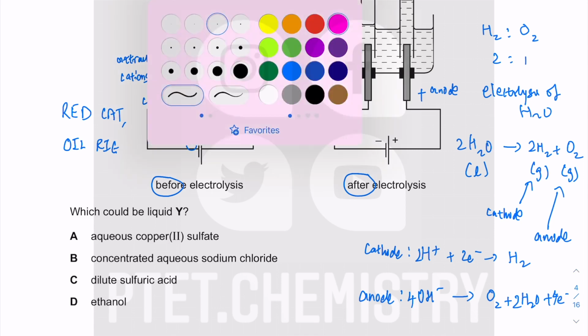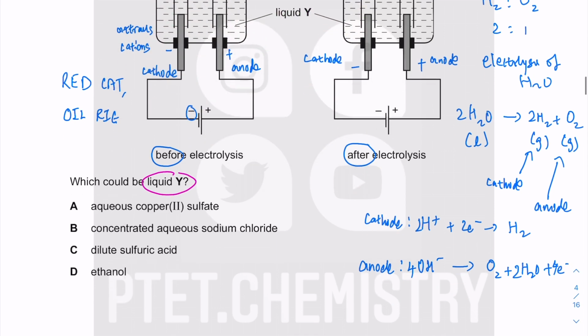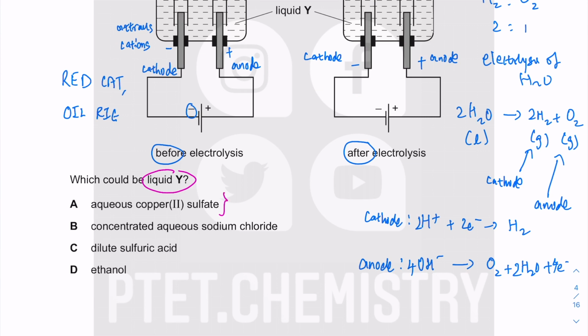Now let's have a look at the options. What could be the liquid Y? If you have aqueous copper(II) sulfate, you will have H plus and OH minus from the aqueous solution. You have Cu2+ and SO4 2-.